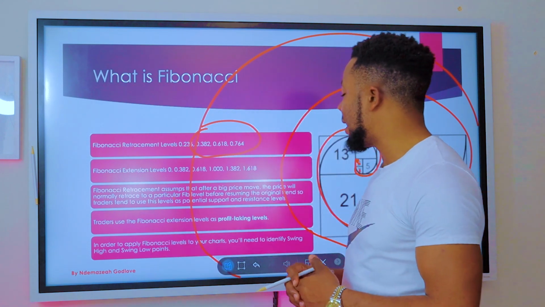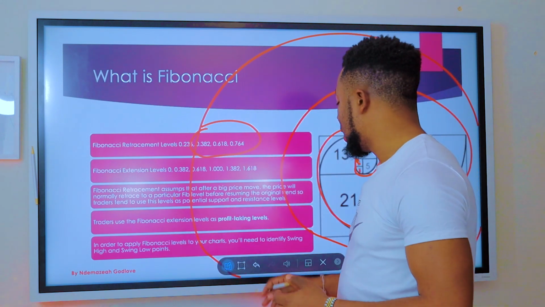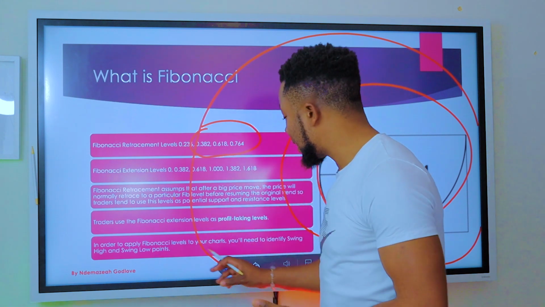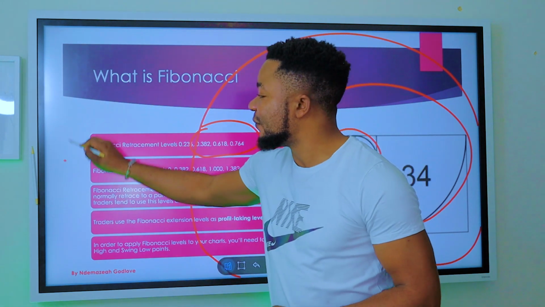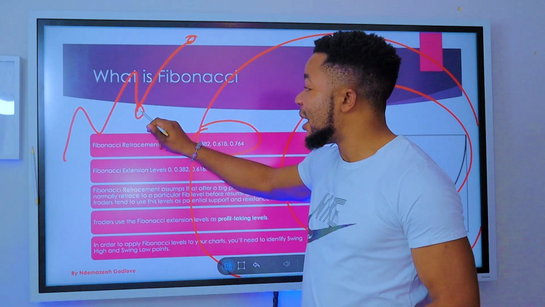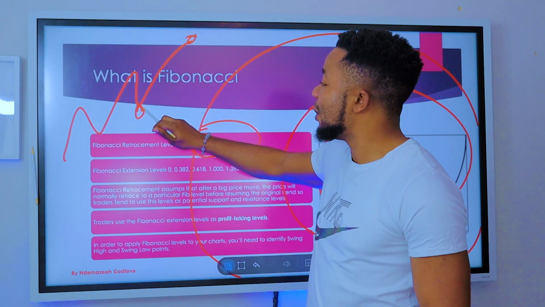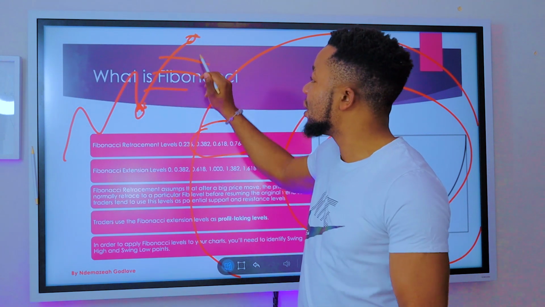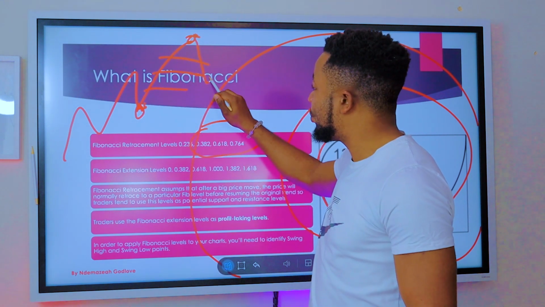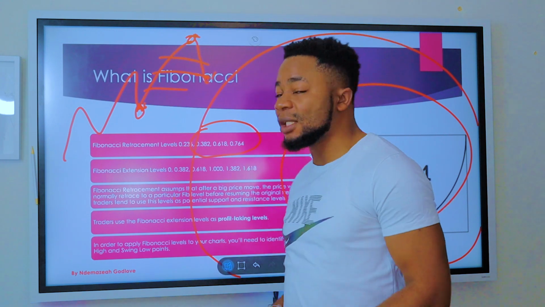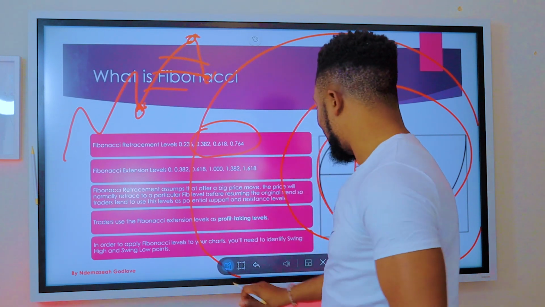In order to apply Fibonacci levels to your chart, you need to identify swing highs and swing lows. When the market is going up, you identify your swing low and your swing high, draw the tool from one to the other, and then you'll have the different levels. Those levels will tell you that if the market pulls back to this level, then you need to buy at that particular level, you see. That is just what I'm explaining on this particular slide.